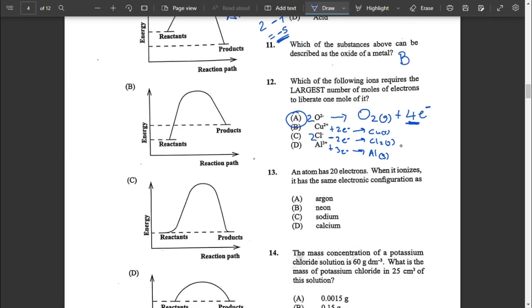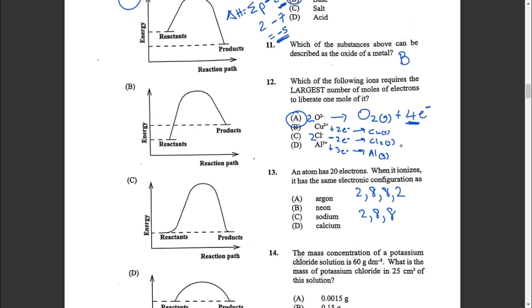When it ionizes, it has the same electronic configuration as... so let us write the electronic configuration for an atom with 20 electrons. And when it ionizes, it has this electronic configuration. And this represents, is it argon or neon? Remember that elements want to lose, gain or share electrons to have a stable configuration, right? And that stable configuration resembles the noble gases, okay? And so in this case, 2,8,8 would be the electronic configuration for argon.